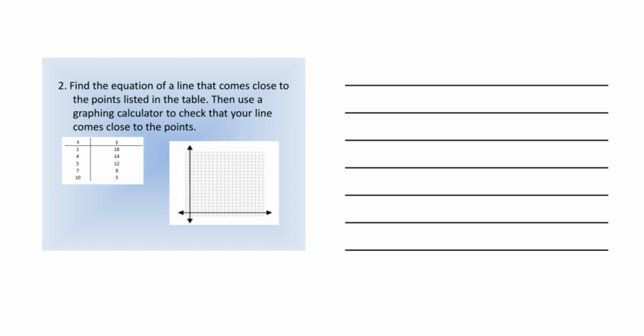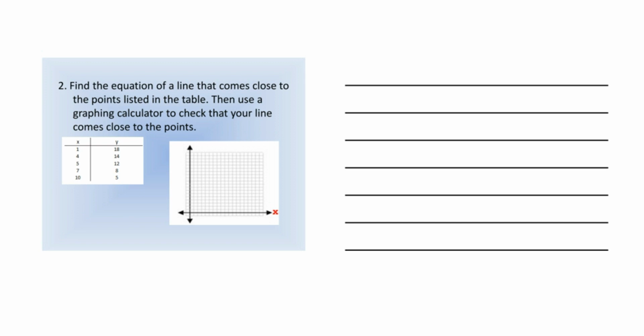Find the equation of a line that comes close to the points listed in the table. Then use a graphing calculator to check that your line comes close to the points. Well, we have a table there with x and y values that we can place on our graph.